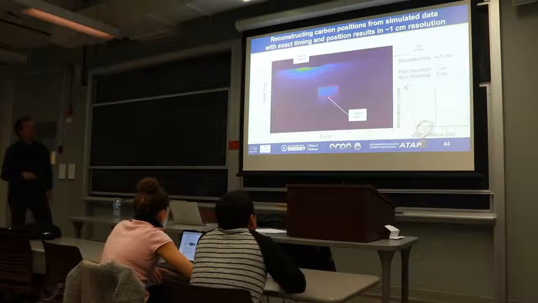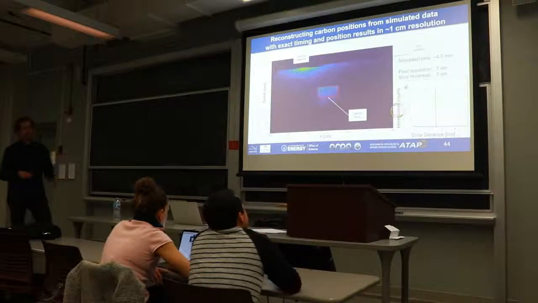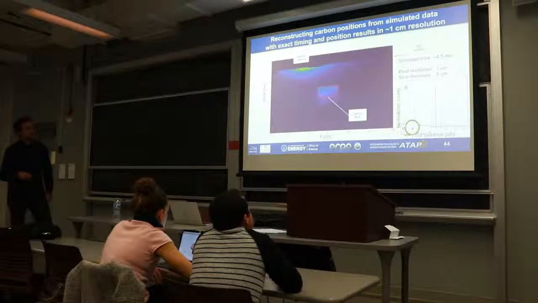Then you can do plots like this, where I reconstruct where I think my carbon is, but I know where it is in the simulation, because MCNP reports it, and then you can figure out what the error is, and how many percent of my signals have what error. It's just a histogram of errors. The red line is where we want to be. If you have perfect information, perfect time resolution, you still get about a centimeter error just from neutron scattering events and other events in the soil. But most of your signal is within the 5 centimeter error.